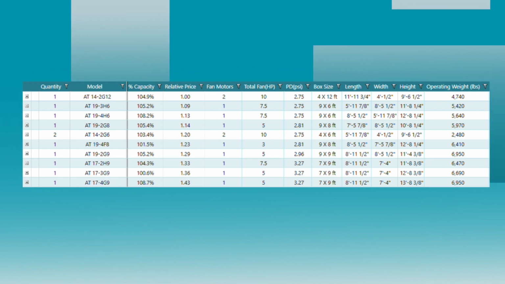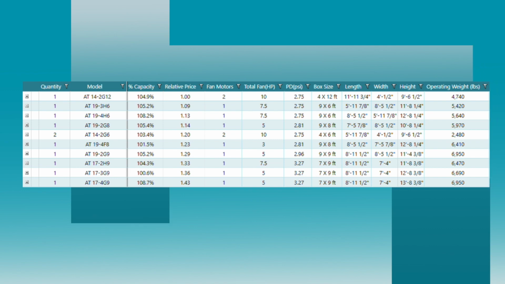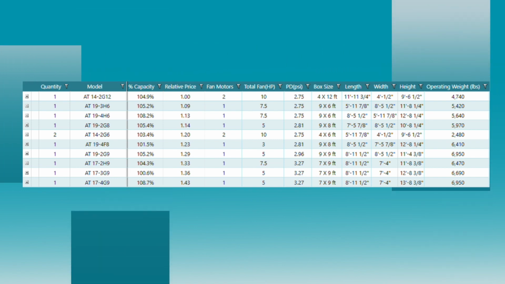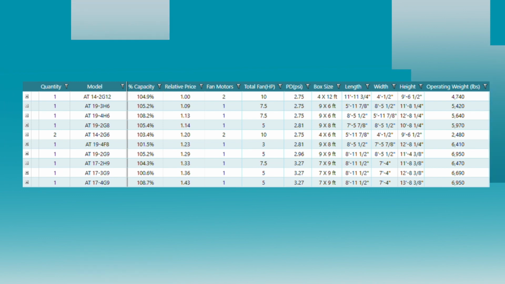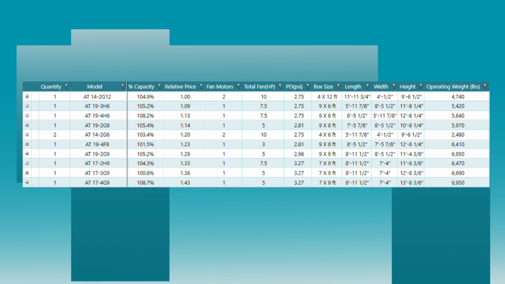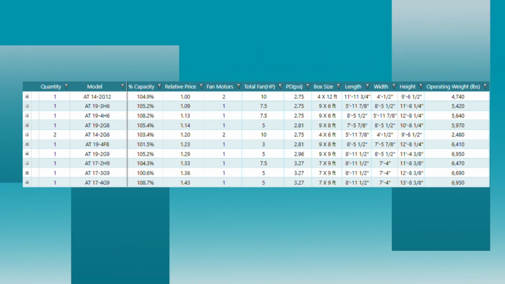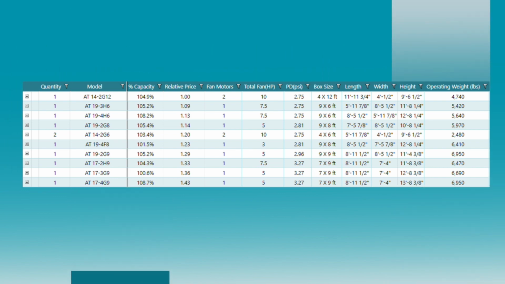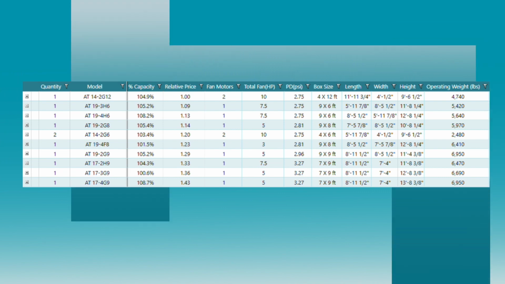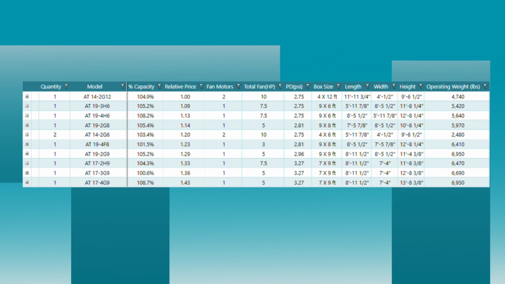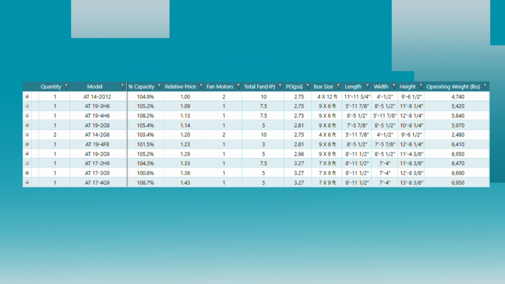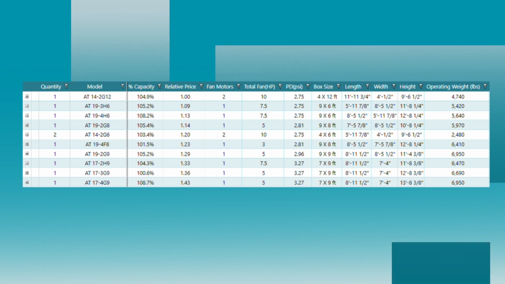And in no particular order, the things that we're going to consider here is the percentage capacity. So are we actually hitting the 100% capacity requirement? Next is relative price. So you can see that the price jumps based on the model. That's the size of the unit and fan motors and all of that kind of packed in there. Fan motors, number three. So do we want some redundancy in our fan motors? Do we want two fan motors? Just in case one goes down, we have a little bit of redundancy there. So do we want to consider a unit with two fan motors?